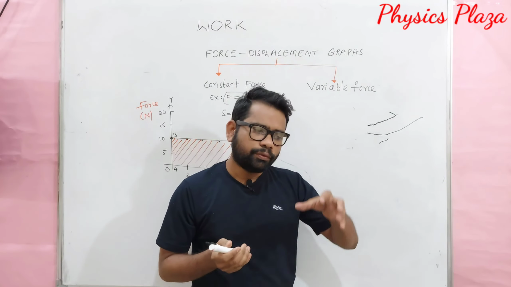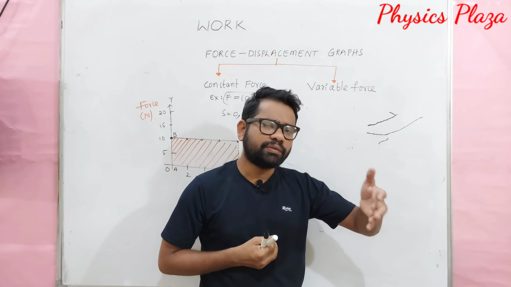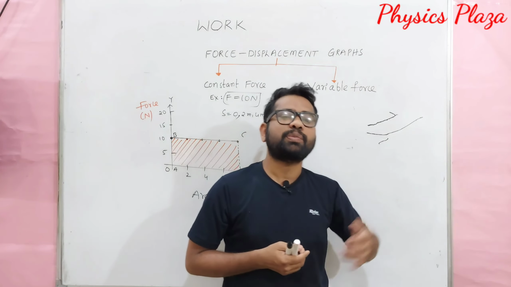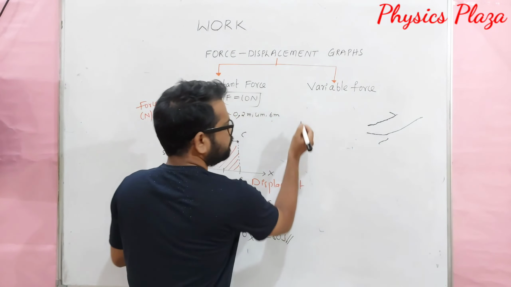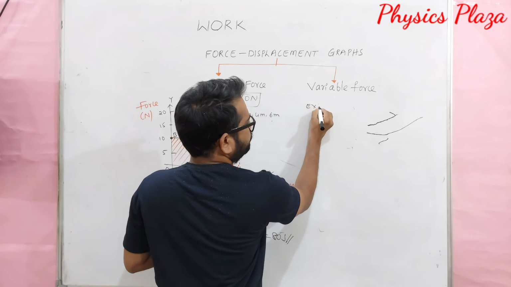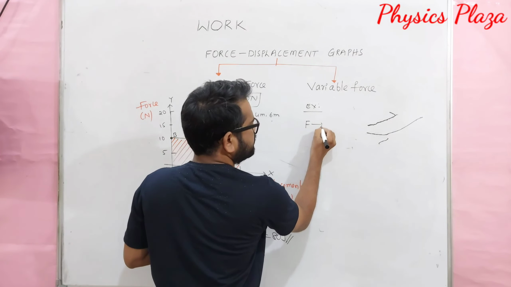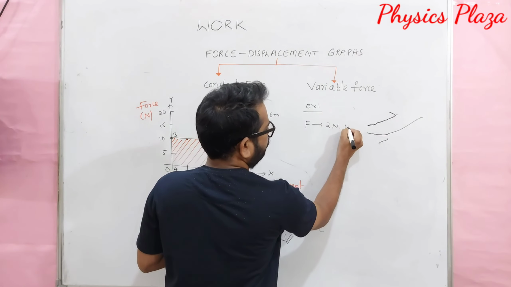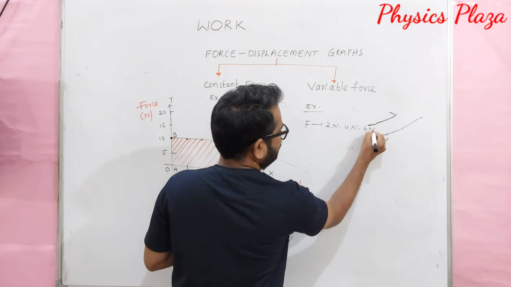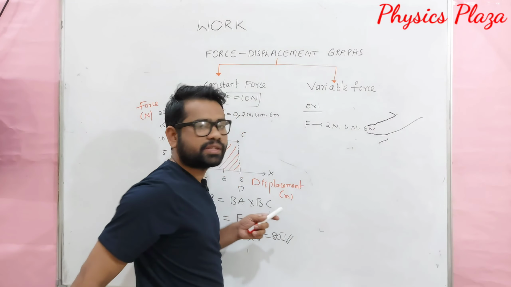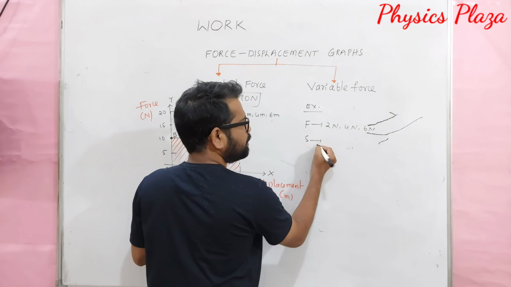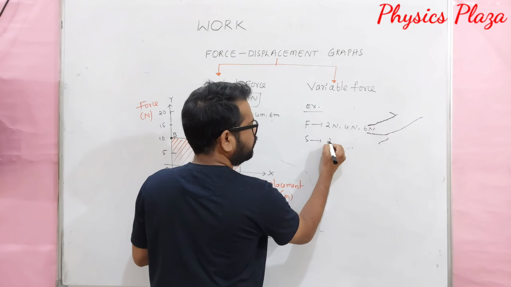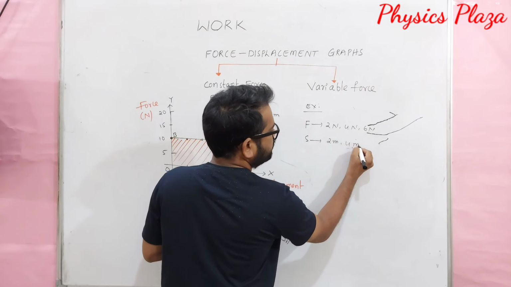So definitely the force acting on the body is different, which means the body may also have different displacements. For example, children, the force acting on the body may be 2 Newton, 4 Newton, 6 Newton, meaning the magnitude is changing continuously. Then obviously the displacement also changes. Let us say it is 2 meter, 4 meter, 6 meter.